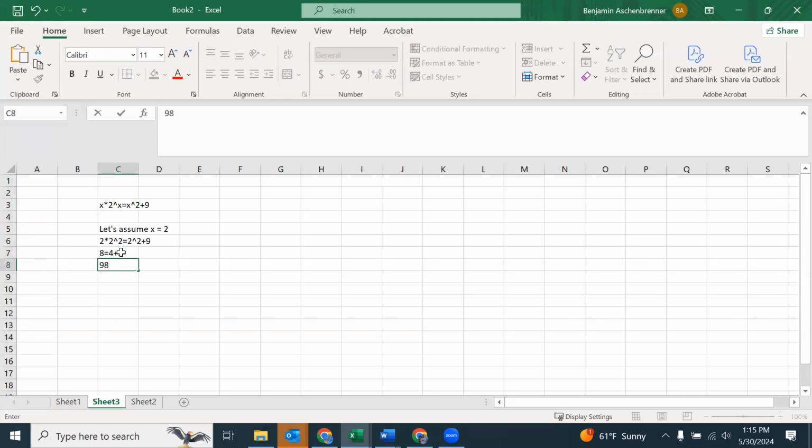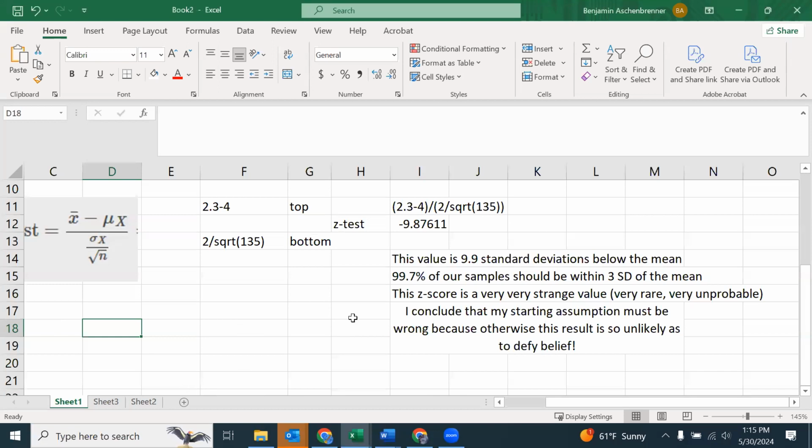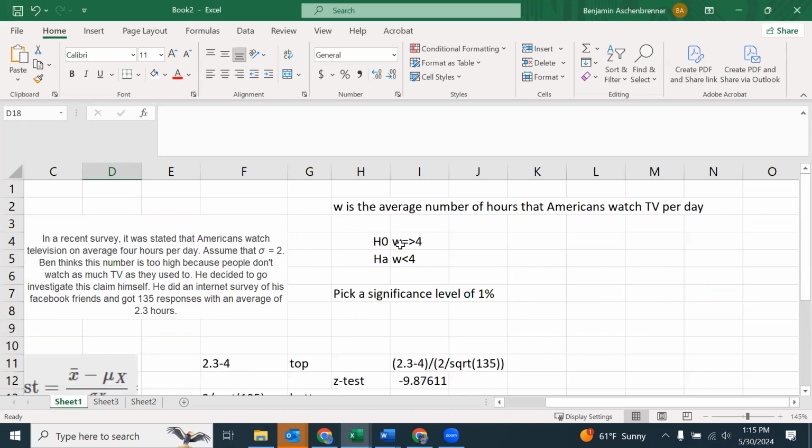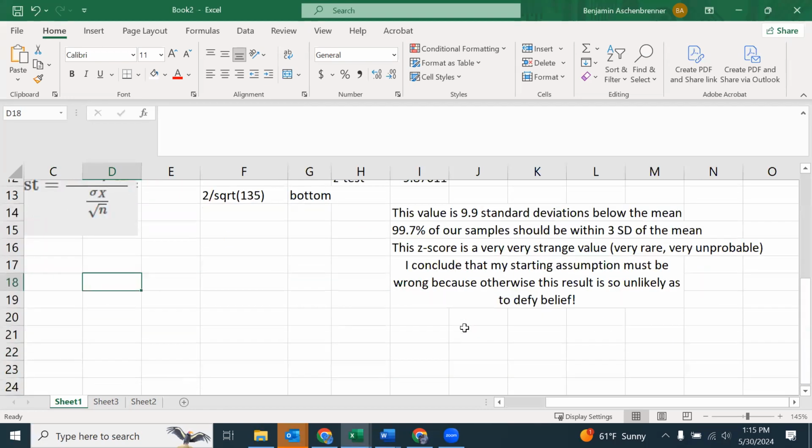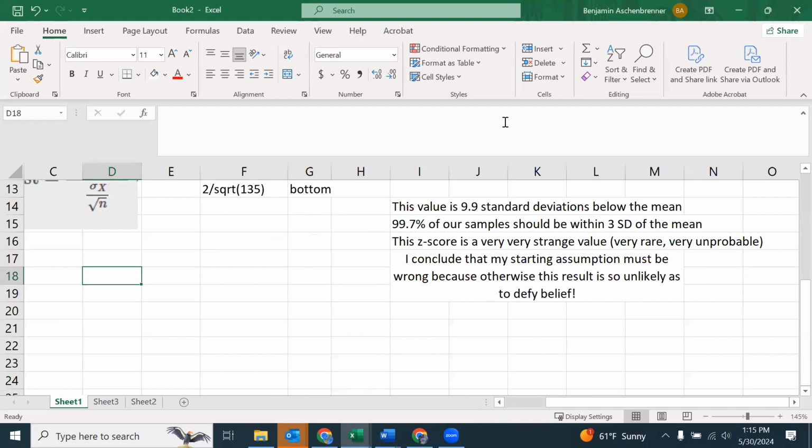I have arrived at something which is not true, or in other words, a contradiction. So I started with an assumption, it led to a contradiction, and what does that lead me to conclude? It leads me to conclude that, in fact, this assumption was wrong. And it's a way of approaching a problem and thinking through something logically. So in the case of the null hypothesis in this problem, we started with the assumption that the average number of hours that Americans watch TV per day is 4. And so we built our sample space around 4.